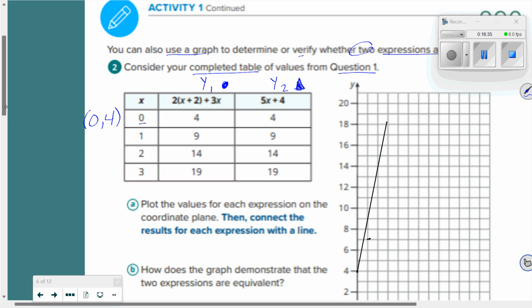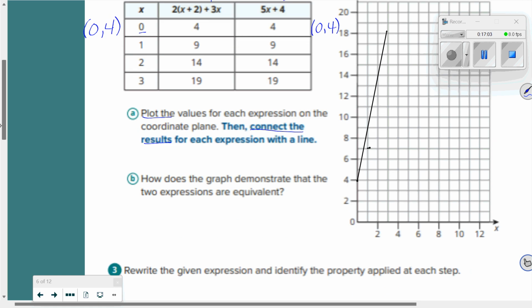And then for the second set, still using that same X value, 0 to start, and then my Y value is 4. So you're going to plot all those points for each of those. You're going to plot the values, and then connect the results. So that means we're making a line, yes? What do we use to make a line? Straight edge. So use the ruler, guys, when you're drawing your lines.